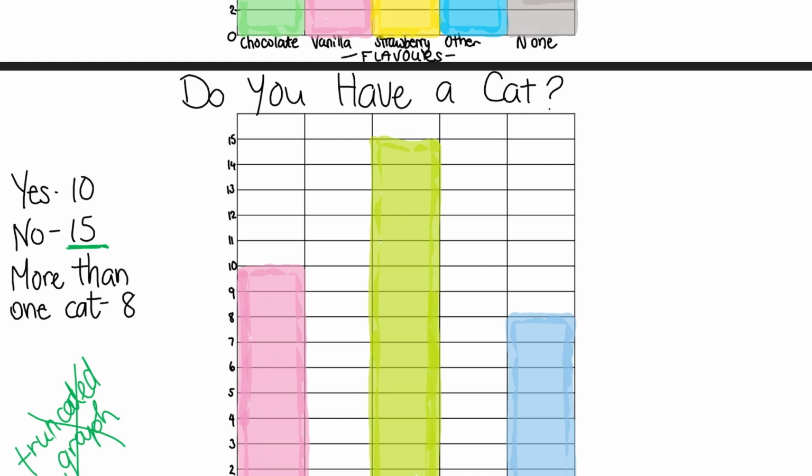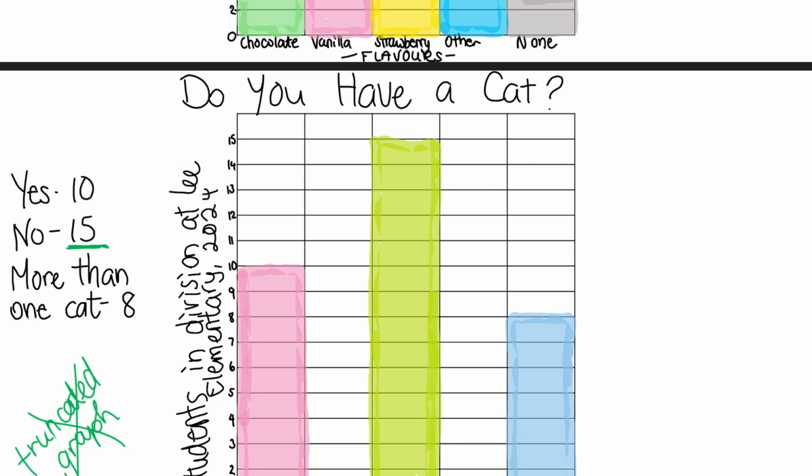We started at 0. Now, I personally am not a big fan of the title of this. I gave it this title, but I would like to be more specific. So I'm definitely going to add y-axis labels to tell people who responded, who my respondents were. So in this case, I'm going to say, do you have a cat? And then my y-axis labels are going to say students in division 2. I'll be so specific here. Okay, at Lee Elementary, 2024. So we know exactly where they were, and when I asked them.